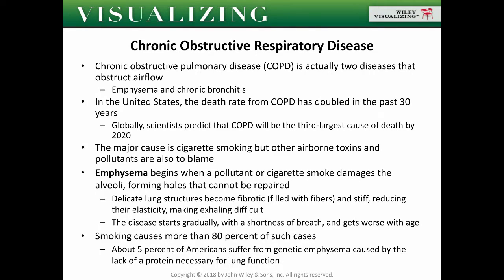So, we have obstructive respiratory diseases. The chronic obstructive pulmonary diseases are those that obstruct the airflow. It can be emphysema and chronic bronchitis. Emphysema begins when a pollutant or cigarette smoke damages your alveoli, forming holes that cannot be repaired. By the way, our lungs, unlike the liver, cannot easily repair damaged tissue. They are very delicate. That is why smoking is bad for you, because it causes destruction of the alveoli.